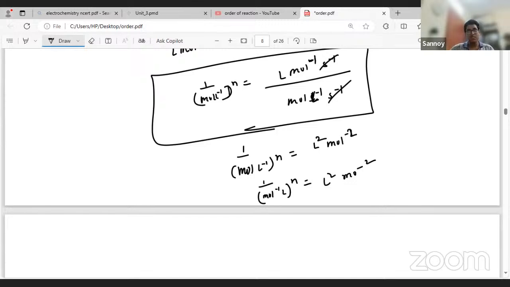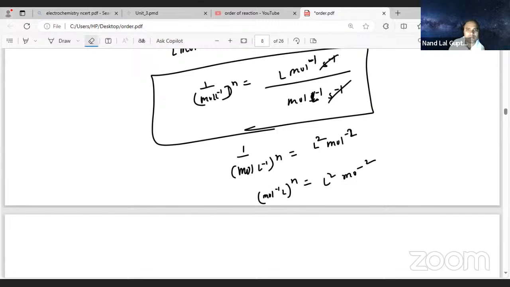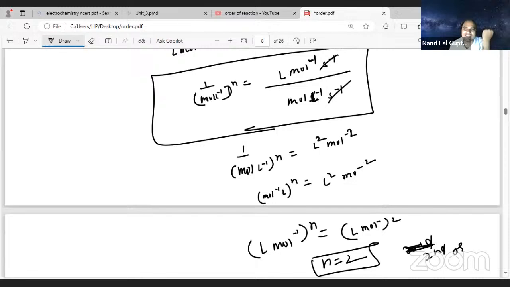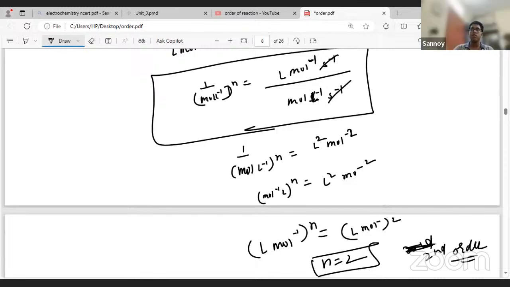So, is anything your parents are saying? Okay. So here is the mole, liter, mole inverse power n. Now you need to see. This is again liter mole inverse power, it is going to be 2. So n is equal to 2, second order. Equal to two. Did you understand or are you simply saying? You are just proving that it is second order.